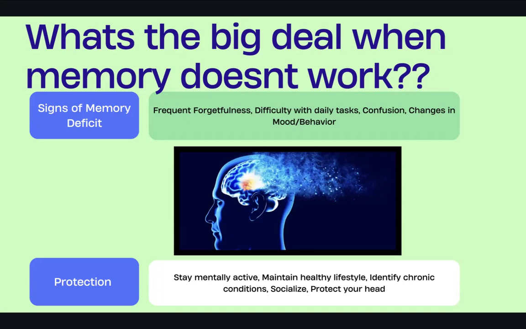Some ways to protect. Protection is very important. We should stay mentally active. Continue to stimulate your brain, whether it's word games like Wordle or the crossword, I think are good examples. Maintain a healthy lifestyle, exercise, eat a good diet. Identify chronic conditions, understand if you have a history of illness in the family, recognize those illnesses and understand them and be on the lookout. Socialize. This is important for many things just besides memory. But socialization is huge. Surround yourself with friends and obviously protect your head because traumatic brain injury is no good.